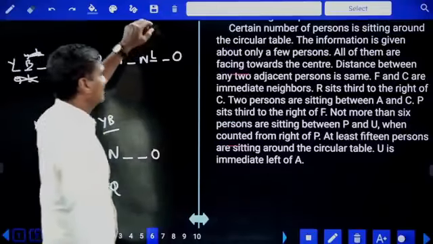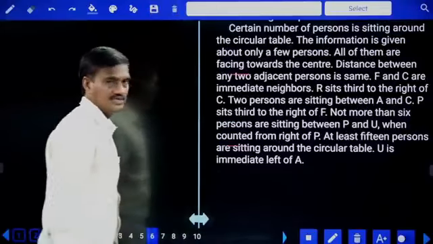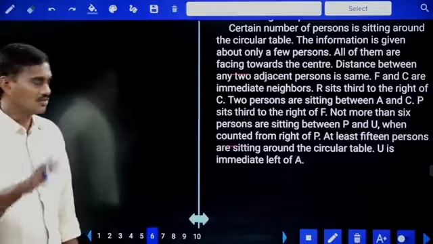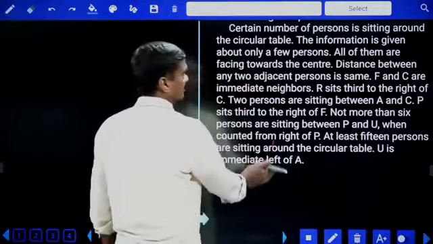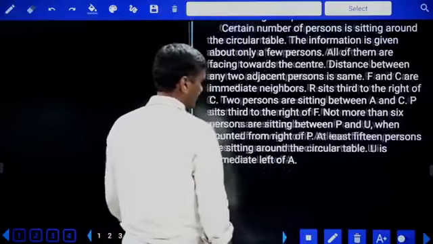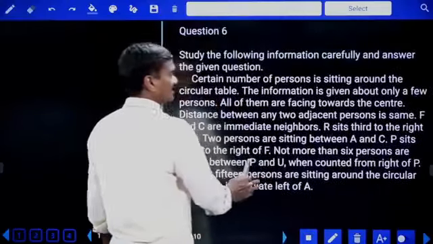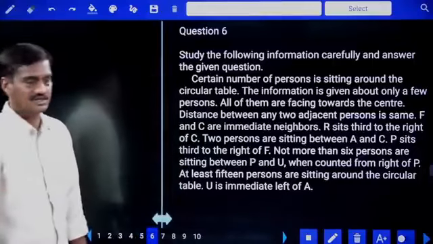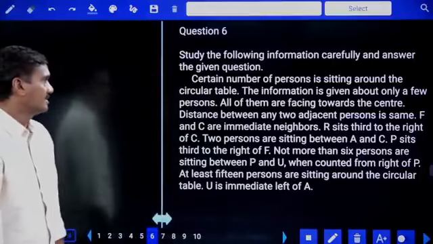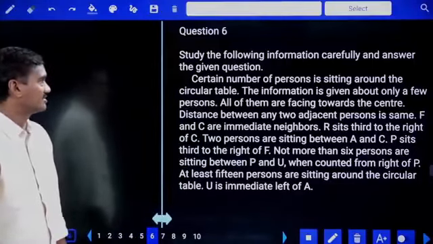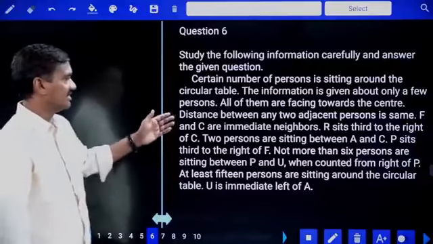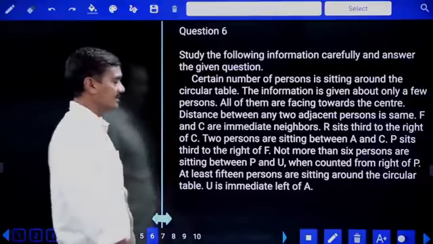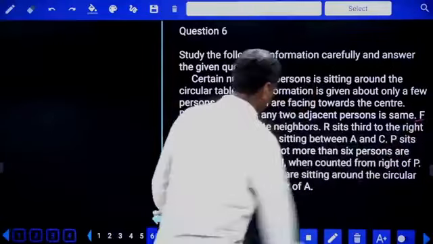Now till now we have discussed that the first 5 sets are based only on the row arrangement, a certain number of persons in a row. Now we have started with the circular arrangement. In the circular arrangement also there is every chance of questions based on a certain number. Let's start working out this one. A certain number of persons are sitting around a circular table. The information is given about only a few, and all of them are facing towards the center. Distance between any 2 adjacent persons is the same. Now we need to start with this one.